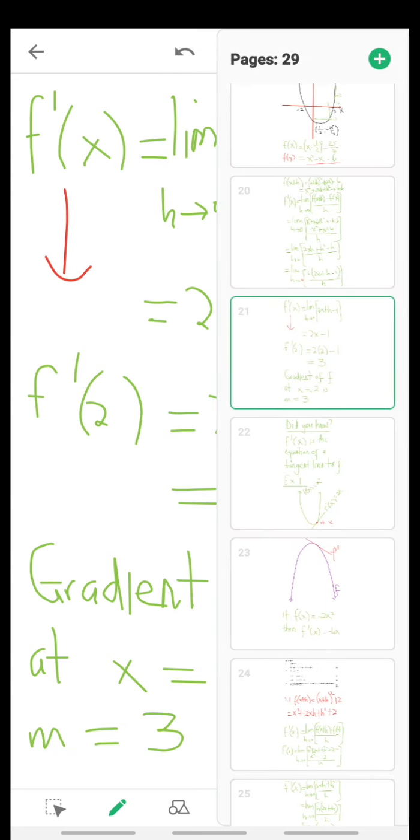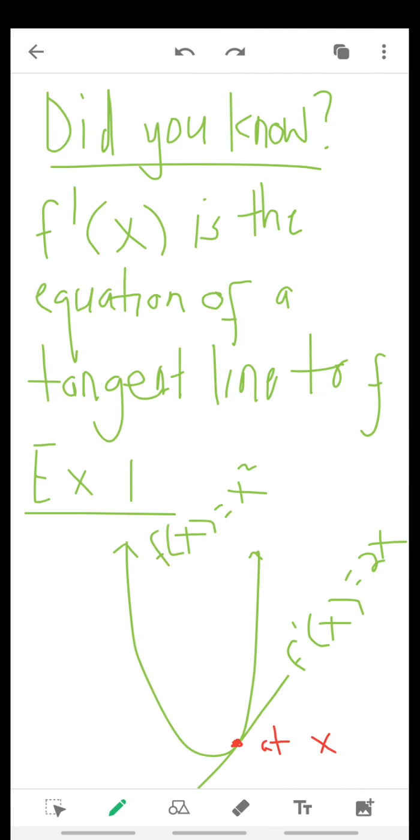Now next up, I want you to notice something that I said at the beginning of this presentation. I said when we have a parabola and we are deriving a parabola, what are you getting? The equation of the tangent line, the equation of the straight line to the graph. So the derivative of f is the equation of the tangent line to f.